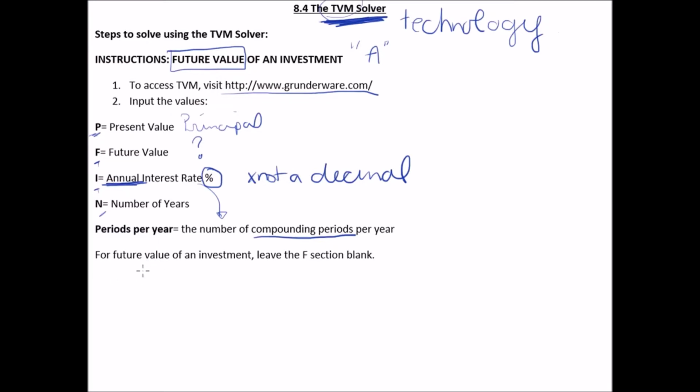Okay, so whenever we have all of the information except for one piece, what we're going to do is leave that piece blank. So for the future value of an investment, we're going to leave the F section blank because we want to solve for F. Okay, so let's actually take a look at a question.